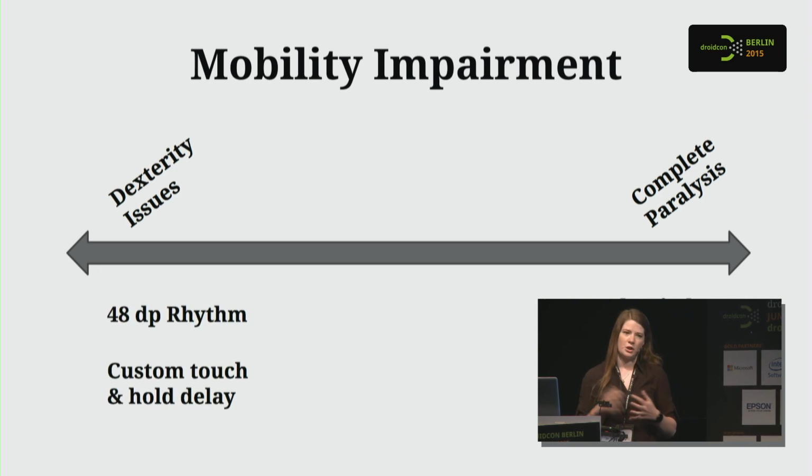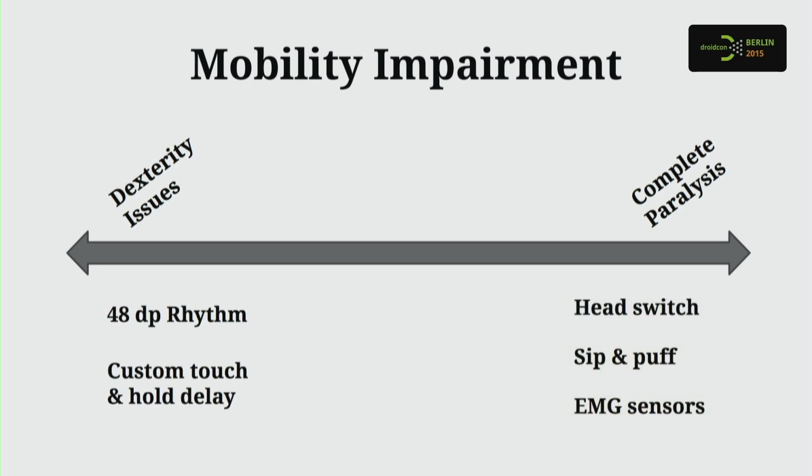So you always want to make sure you're following the 48 dp rhythm. It's a design pattern in Android that states that any actionable item should not be smaller than 48 dp in width or height. Also in the accessibility settings menu, users can set a time length for what a short press and what a long press means. That way they can have more time to do a short or long press if they need it.